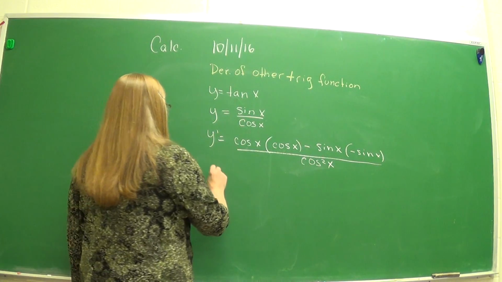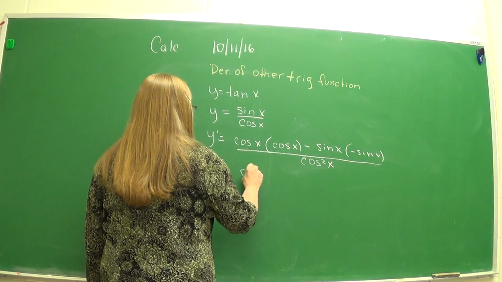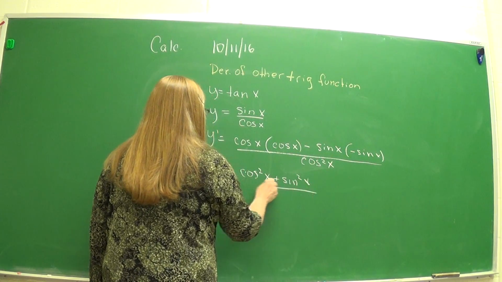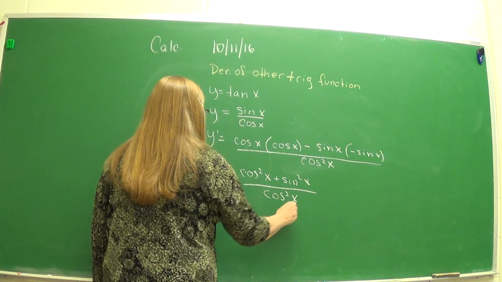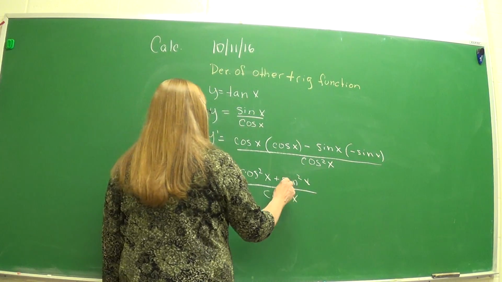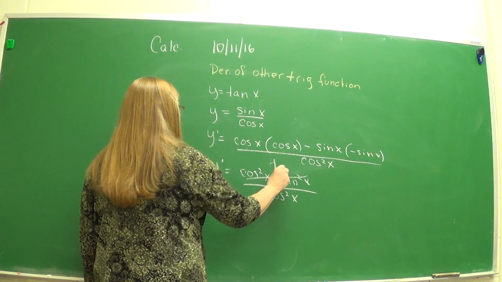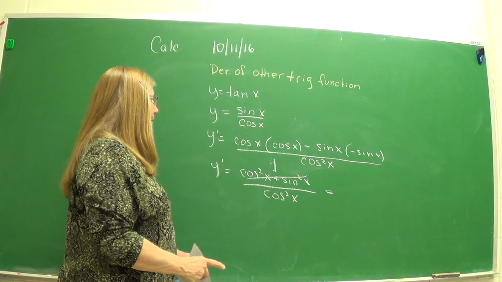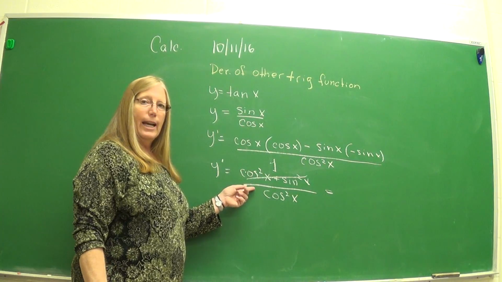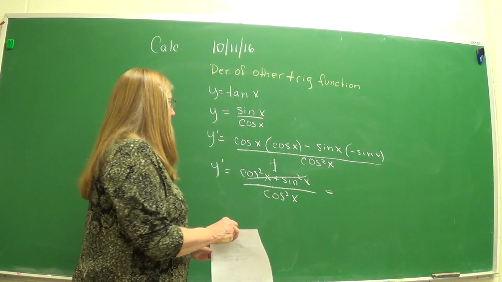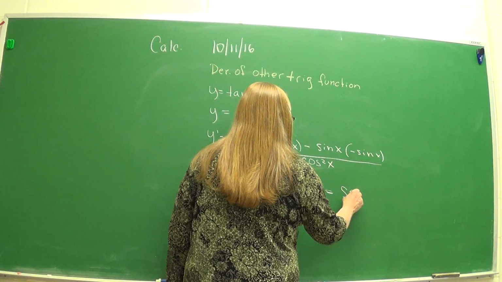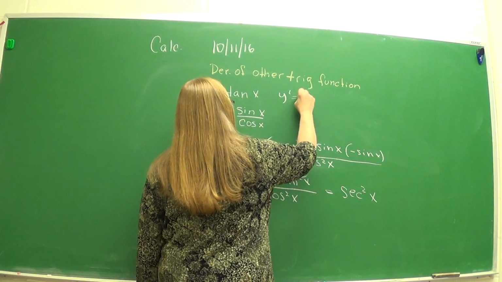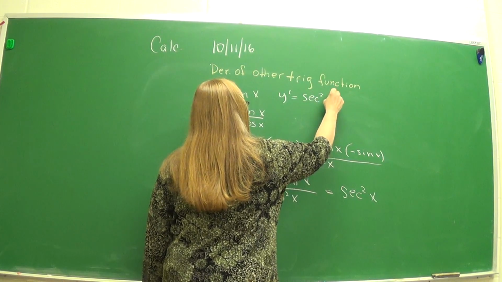So let's clean it up a bit. We get cosine squared x plus sine squared x, and sine squared x plus cosine squared x is an old familiar friend. It's a 1. So we end up with 1 divided by cosine squared. When possible, we write all our trig expressions without a fraction line. So 1 over cosine squared is secant squared. So when you have y equals tangent x, y prime equals secant squared x.